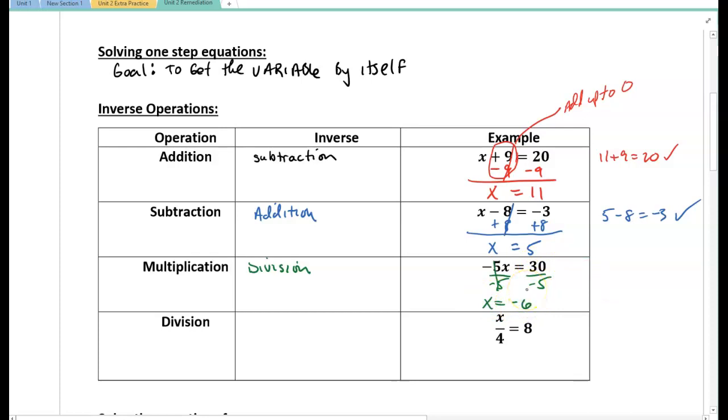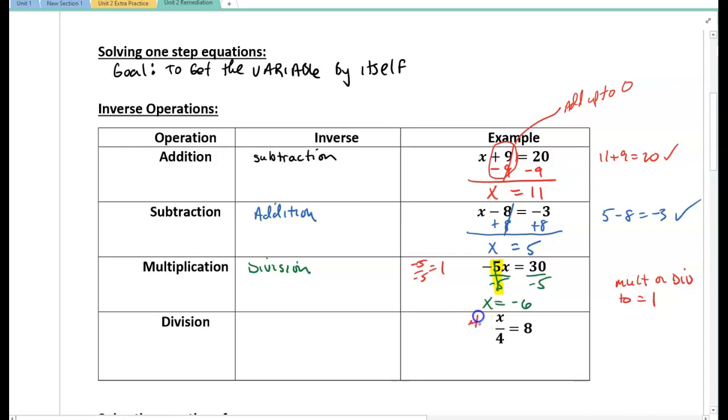Now, anytime we undo multiplication or division, what should this divide to give us? Well, negative 5 divided by negative 5, negative 5 over negative 5, is going to equal 1, isn't it? Therefore, anytime we undo multiplication or division, it should multiply or divide to equal 1.